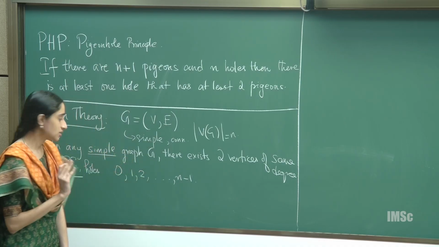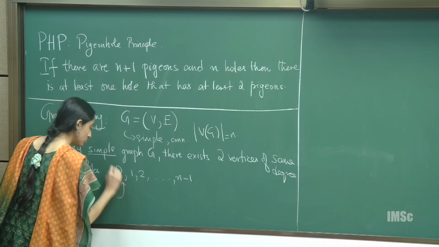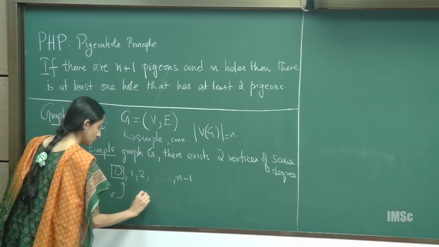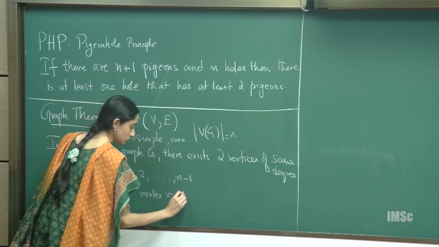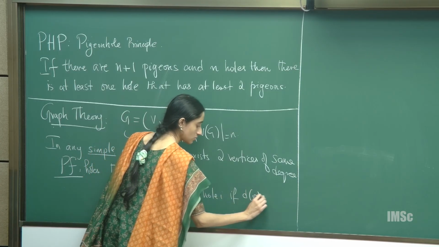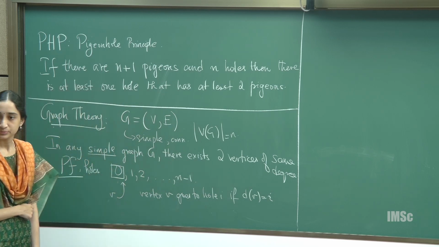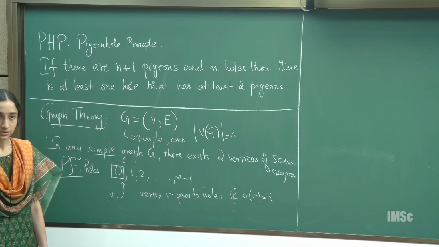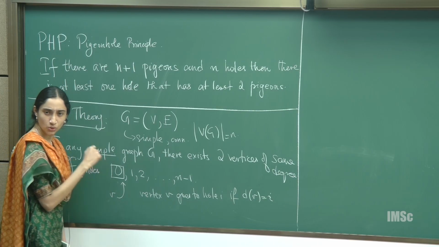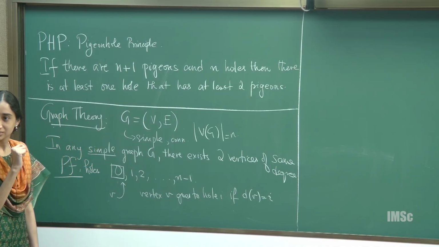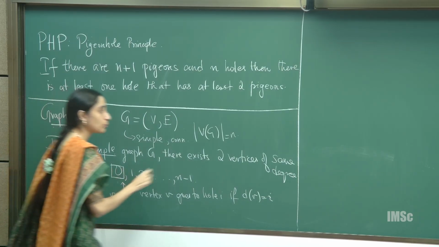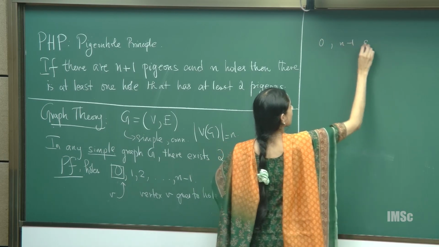Right? And there are n vertices. So you are going to put a vertex v into hole i if the degree of v is i. So there are n pigeons and there are n holes. So now what do you do? If a vertex is put on 0, there will not be an n minus 1 degree. Correct. So suppose both 0 and n minus 1 are occupied.